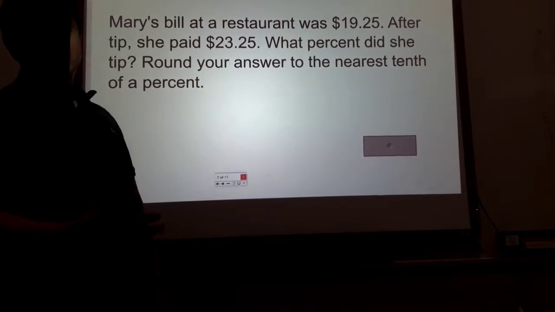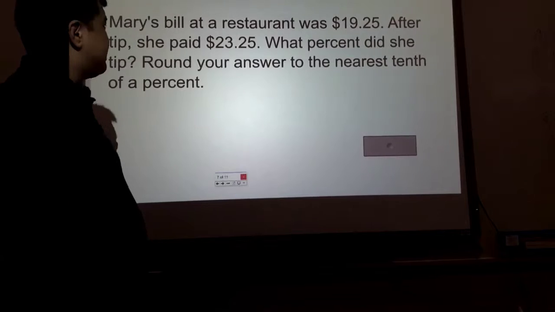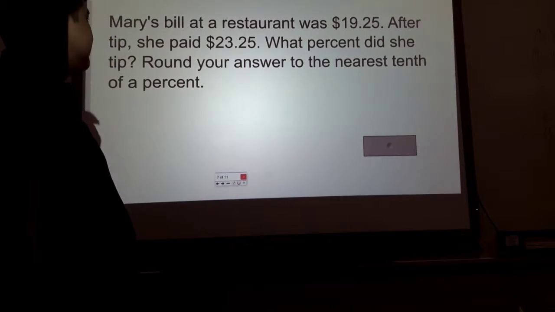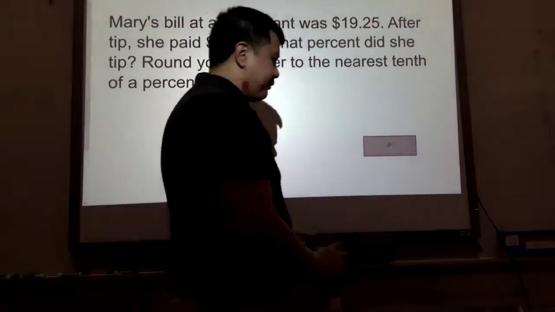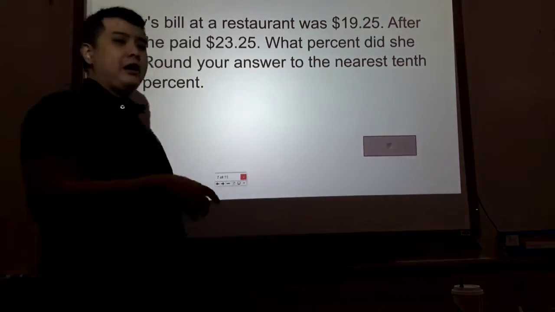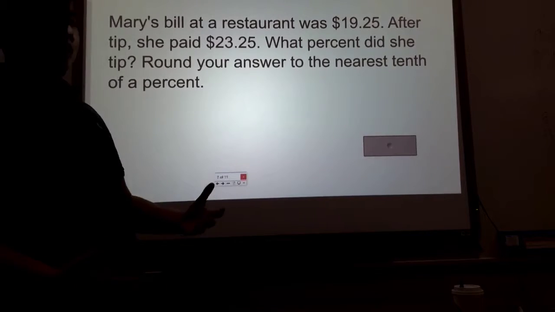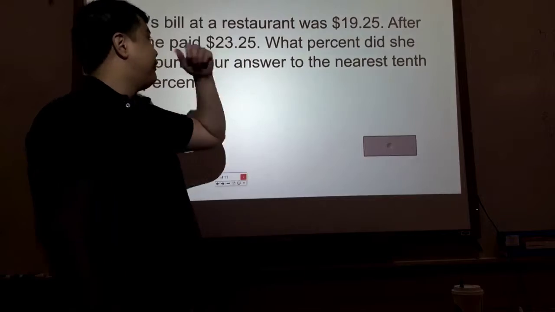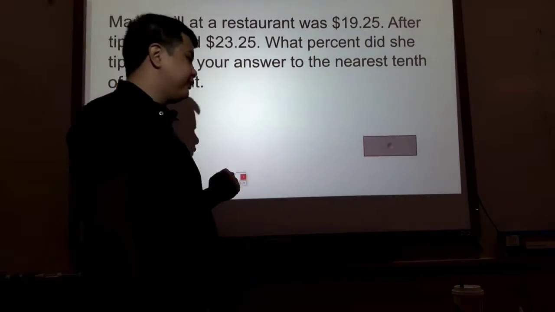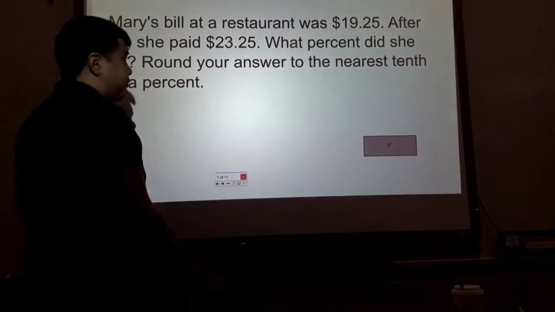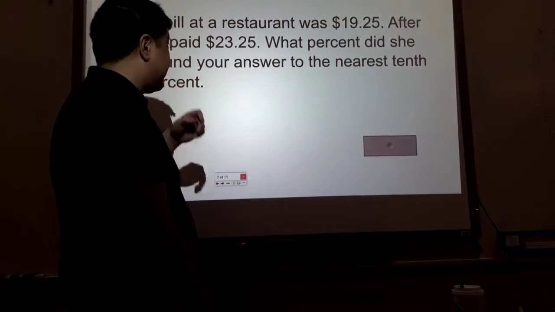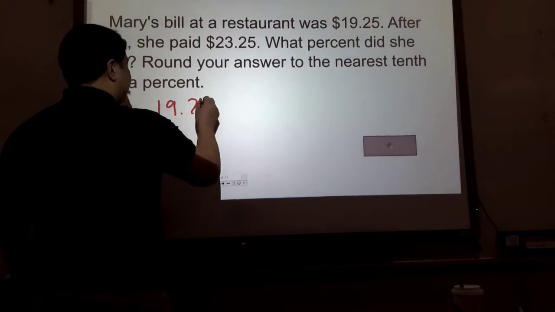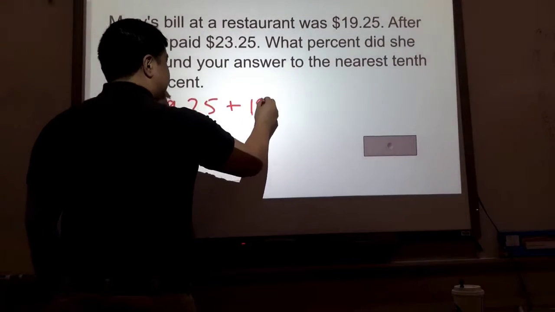Mary's bill was $19.25. After she paid tip, she paid $23.25. What percent did she tip? Round your answer to the nearest tenth of a percent. Again, an increase of 100% is doubling the initial amount. This is nowhere close to doubling. This is only a $4 increase. So we should expect something much smaller than 100%. So, our initial value is 19.25, so 19.25 plus 19.25.